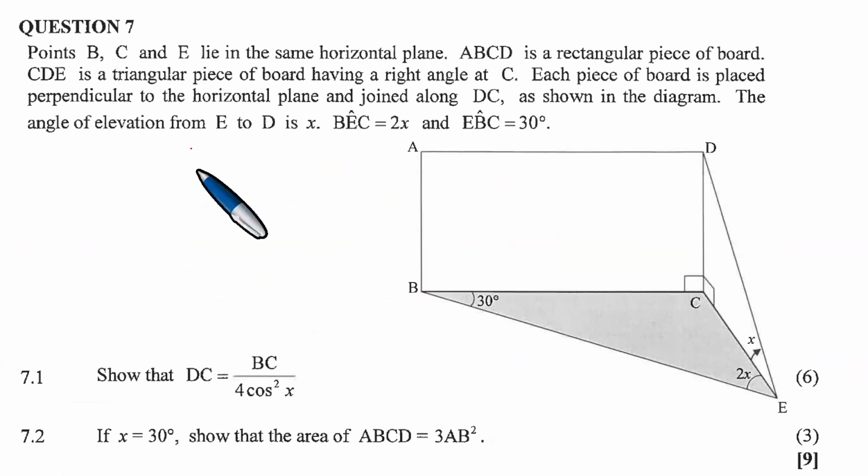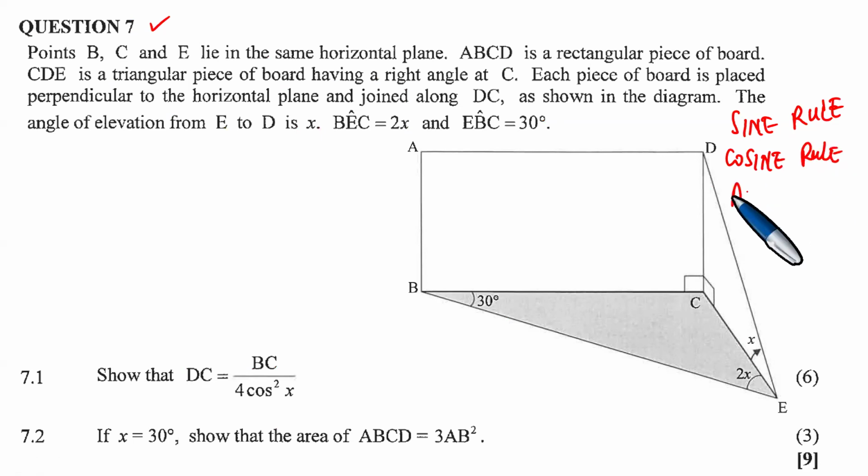Question 7 is very interesting. We're just talking about the three rules today: the area rule, the cosine rule, and the sine rule. Those are the three rules we're talking about. Okay, let's continue right now with these rules and see what we can do. So this one, 7.1, is yours, but let's see what we can do.